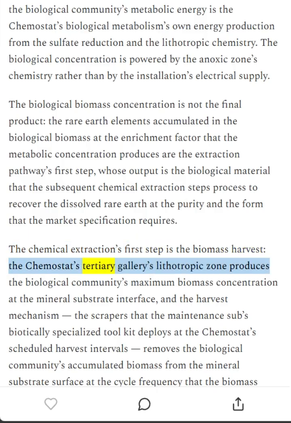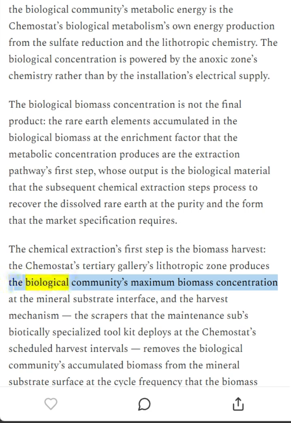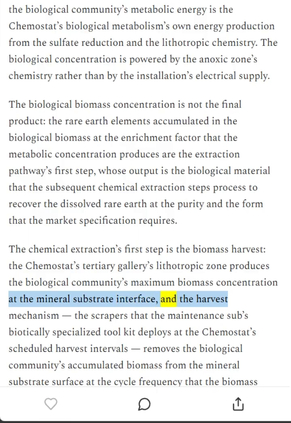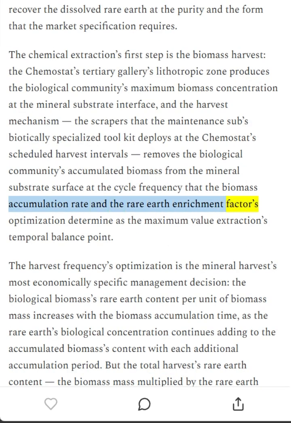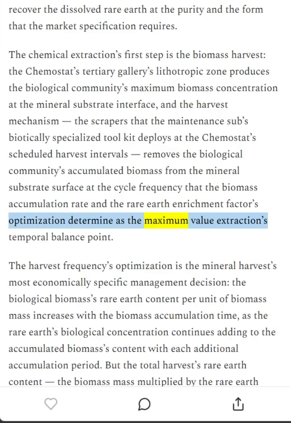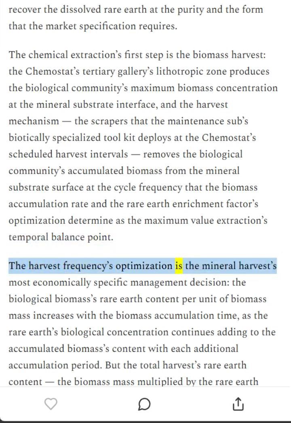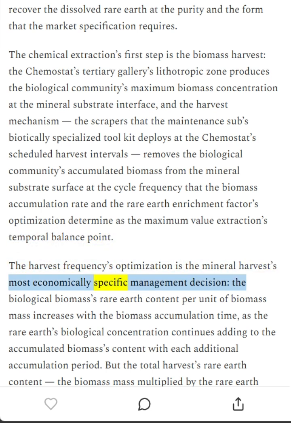The chemostat's tertiary gallery's lithotrophic zone produces the biological community's maximum biomass concentration at the mineral-substrate interface, and the harvest mechanism, the scrapers that the maintenance sub's biotically specialized toolkit deploys at the chemostat's scheduled harvest intervals, removes the biological community's accumulated biomass from the mineral substrate surface at the cycle frequency that the biomass accumulation rate and the rare earth enrichment factor's optimization determine as the maximum value extraction's temporal balance point. The harvest frequency's optimization is the mineral harvest's most economically specific management decision.